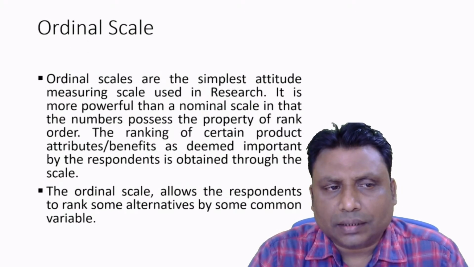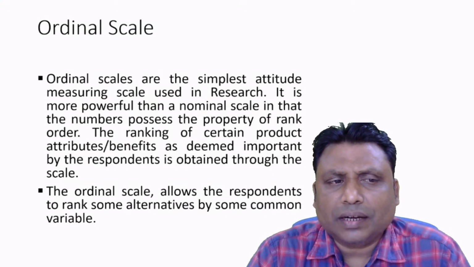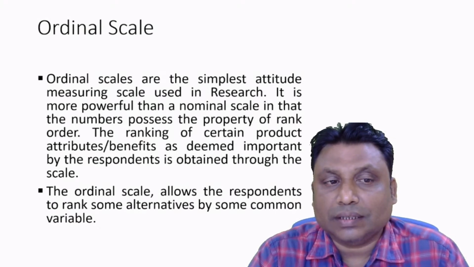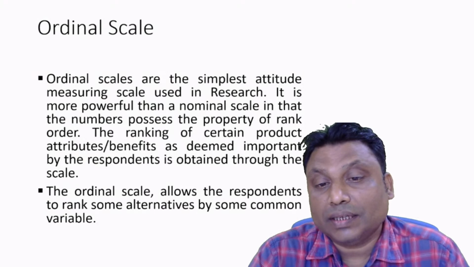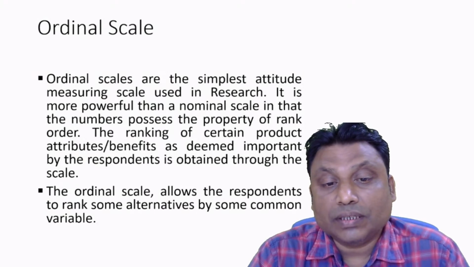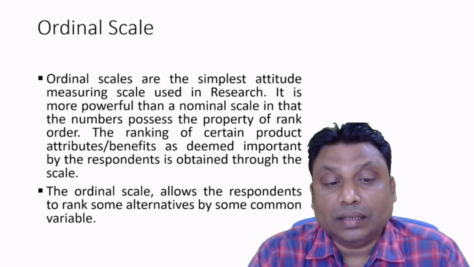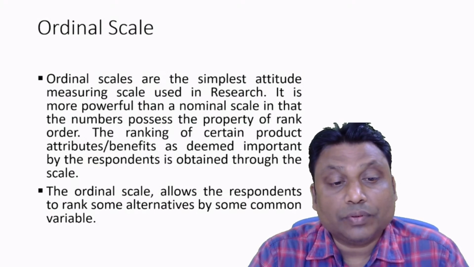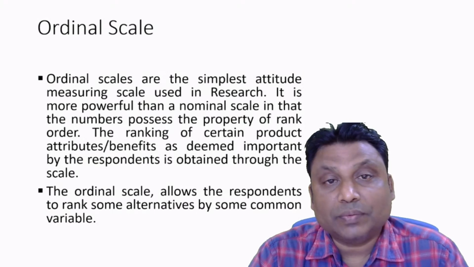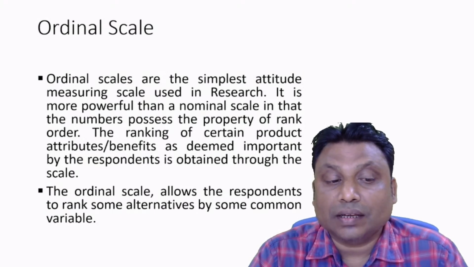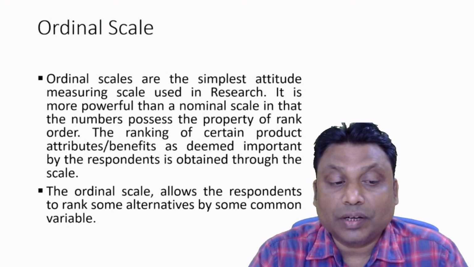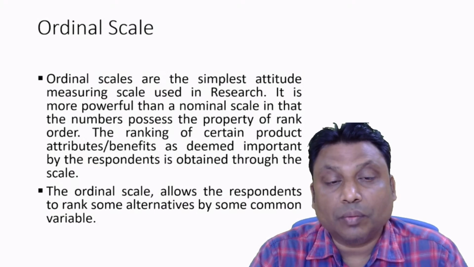Similarly, the ordinal scale. Ordinal scales are the simplest attitude measuring scales used in research. It is more powerful than the nominal scale in that the numbers possess the property of rank order. The ranking of certain product attributes and benefits as deemed important by the respondents is obtained through the scale. The ordinal scale allows the respondent to rank some alternatives by some common variable.